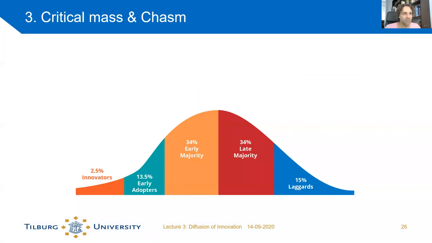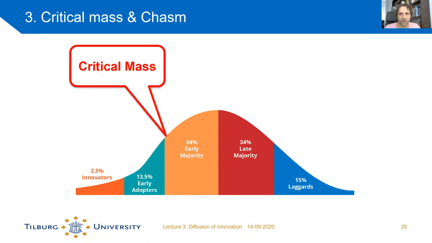So remember this picture. The hype cycle says that there is a kind of critical mass of adoption somewhere here. And in diffusion of innovation, this is called the chasm. Seldom does an innovation reach full market penetration. Oftentimes an innovation just fails once it has reached a certain stage. The critical mass theory says that especially between the early adopters and early majority, it's very difficult to convince the early majority and the rest of the market to start using the innovation.